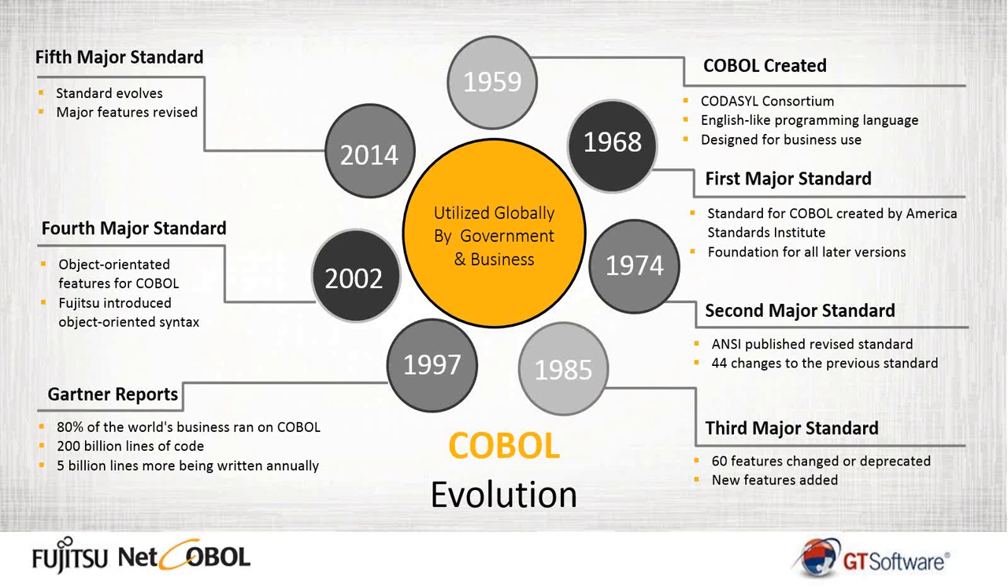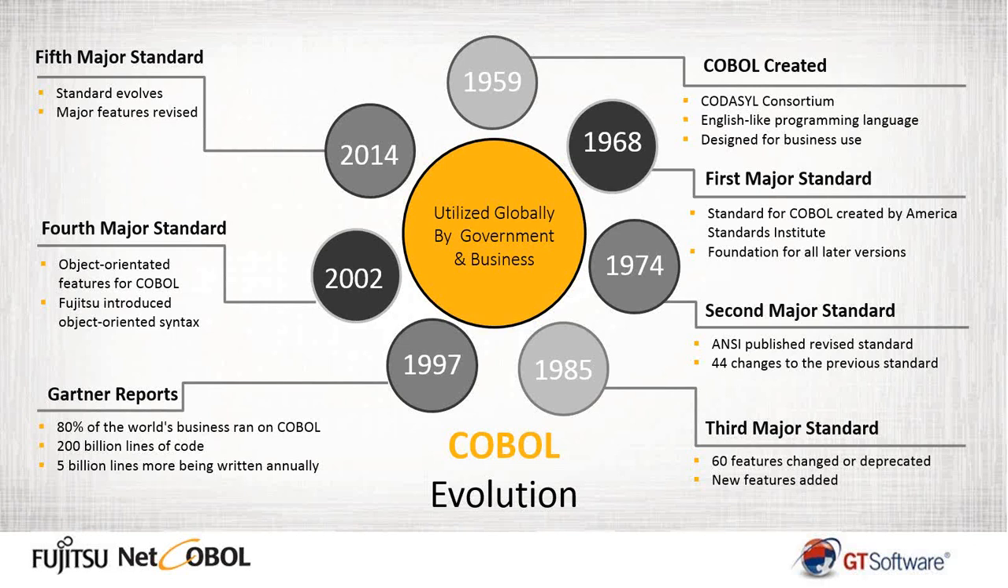By the time the second major implementation of the standard came around in 1974, COBOL had become the most widely used programming language in the world. The 1974 COBOL standard contained 44 separate changes to the 1968 standard. And in 1985, ANSI published the third major revision to the ANSI standard. In all, 60 features were changed or deprecated, and many new features were added.